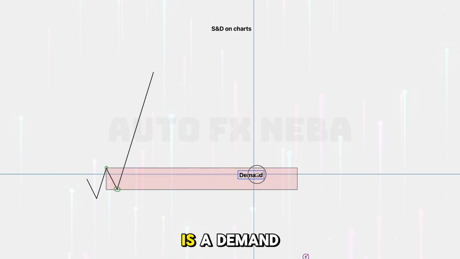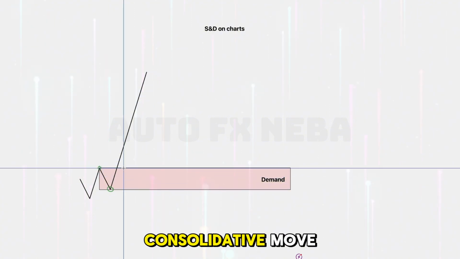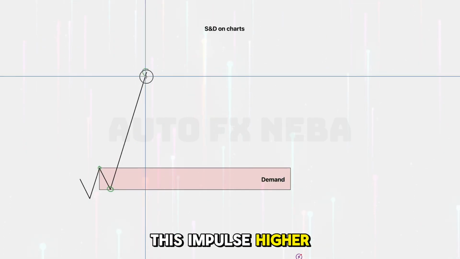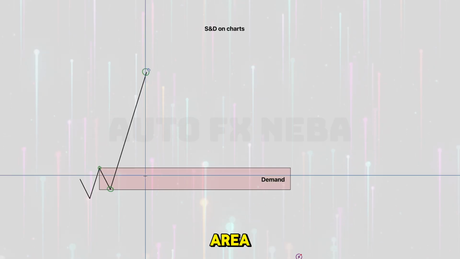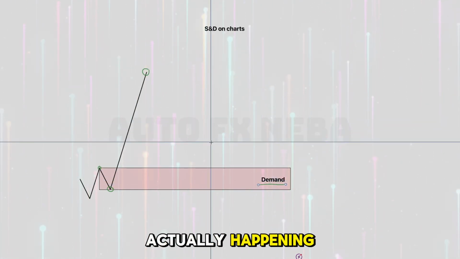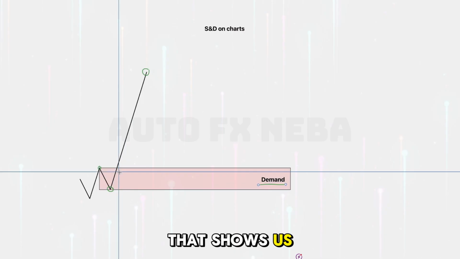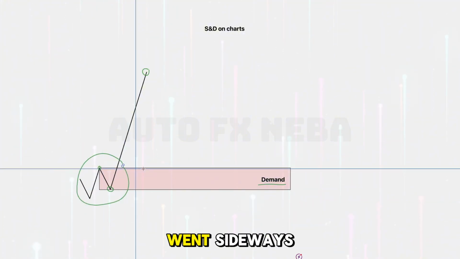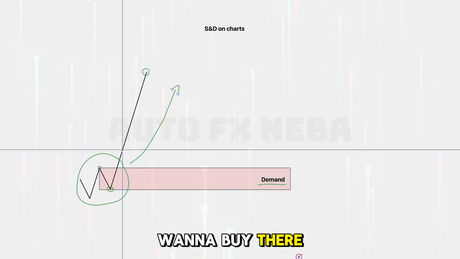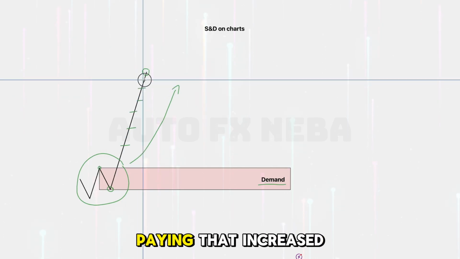Now, the reason we know this is a demand and how we spot it in real time is basically after the small consolidative move, we have this large impulsive bullish push, right? This impulse higher, therefore, indicates that from this price area, we saw demand enter the market. Okay, so if you think about the logic behind what's actually happening, we have sideways price and then an explosive upward move. That shows us that somewhere in and around this area where the market went sideways, we saw a big influx of buyers. Okay, so a lot of people want to buy there. So buyers or owners of the asset keep pushing the price up and buyers keep paying that increased premium.